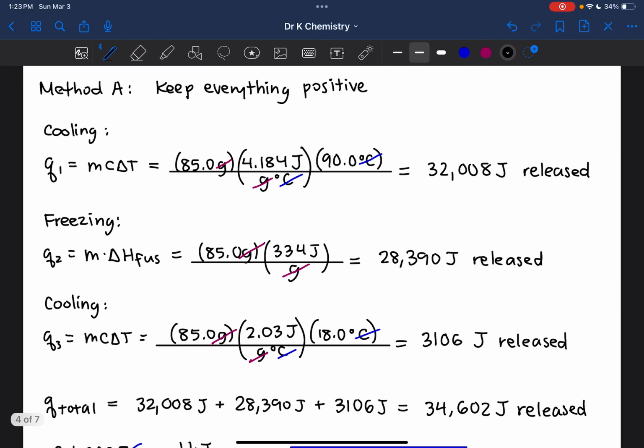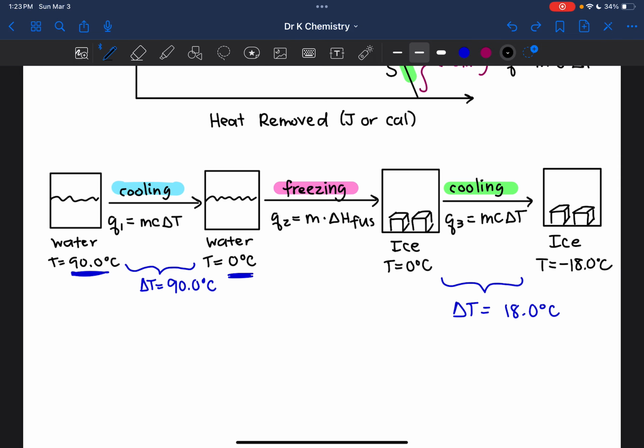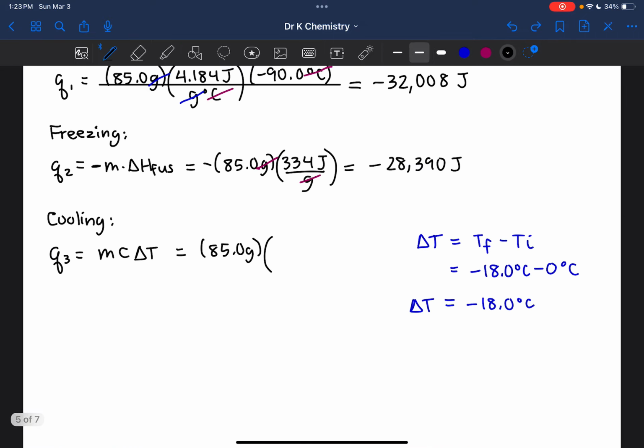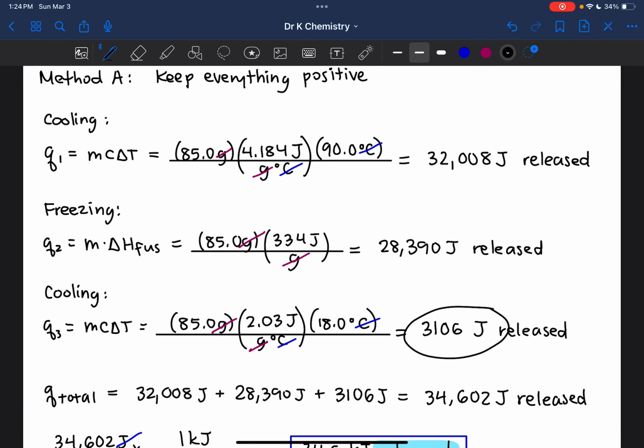And if you recall, we use the specific heat of ice here because once we have frozen everything, we are in the solid state and we're working with ice. So the specific heat of ice was 2.03. And again, our grams canceled out, degrees Celsius canceled out. So Q3 will give us the same value as here, but it'll be negative.